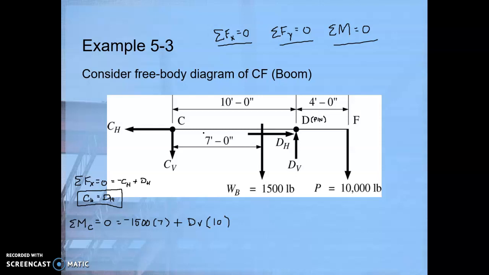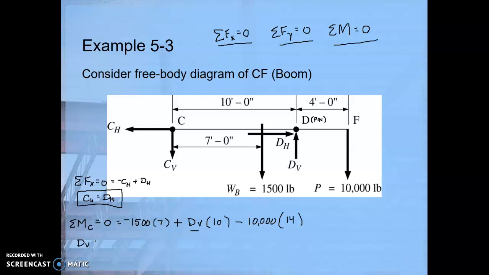DH, the horizontal force, passes right through joint C, so it doesn't cause a moment, so we can ignore that. But then we've got this big old 10,000 pound force out here at the end that causes, well, clockwise rotation, I should say, which is actually negative. Negative 10,000. And its moment arm distance is 10 plus 4, 14 feet. Okay, so we just have the one unknown force here that we can solve for now.